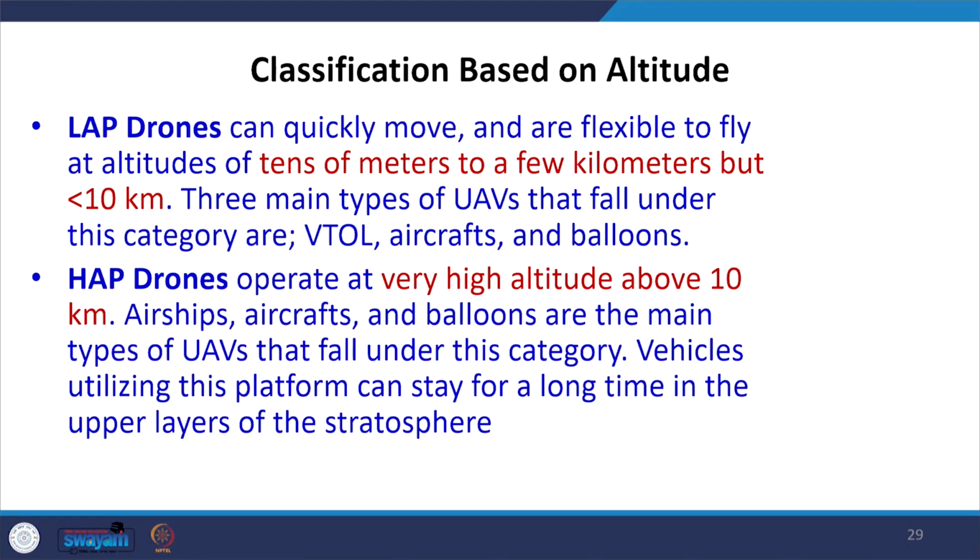Classification based on altitude, as I already explained: the LAP can go tens of meters to a few kilometers, but less than 10 kilometers they can fly. But if we want to fly above 10 kilometers or more, then we have to go for HAP type of drones, and they can go into the upper layer of the stratosphere and collect the data.